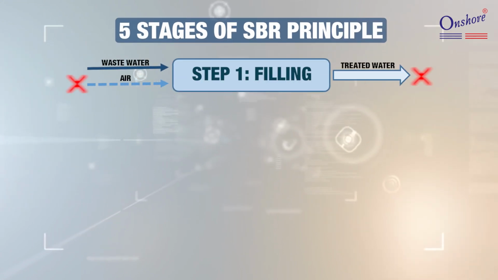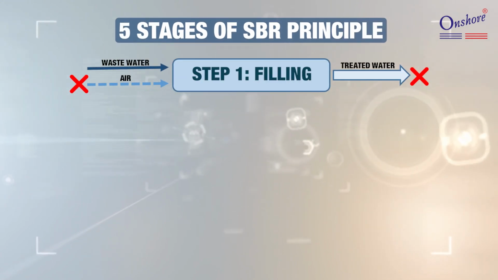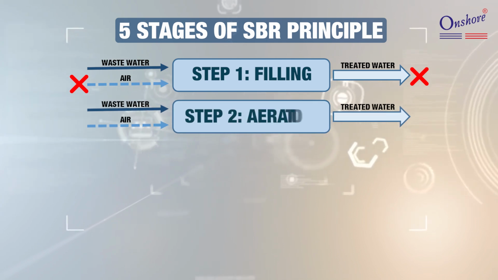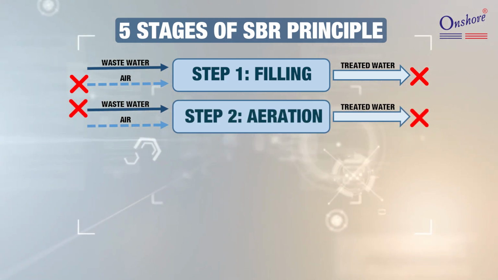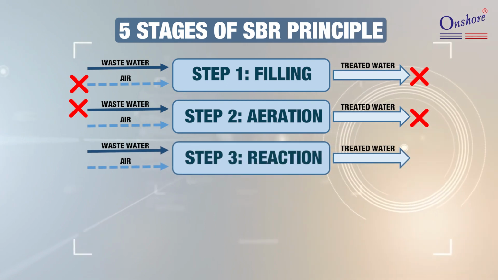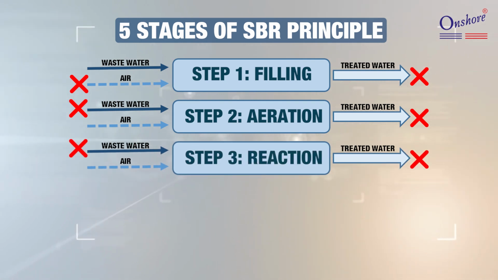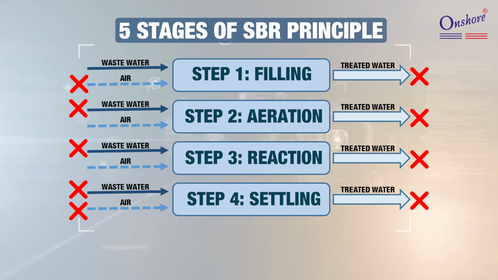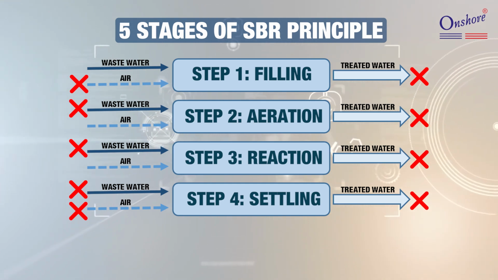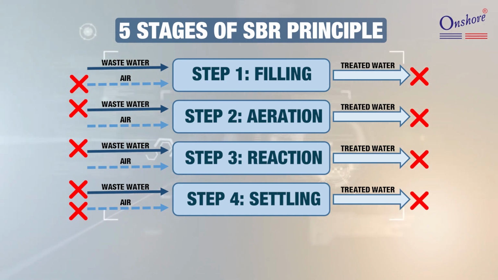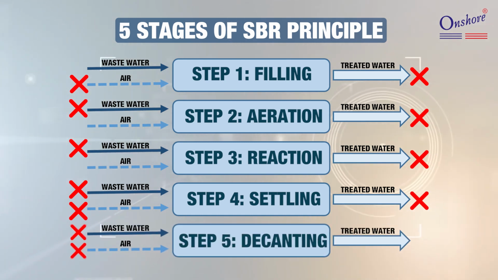First is the filling of tank with sewage when there will be no aeration. Second step is aeration, after filling is entirely complete. Third stage is the reaction of biological matter to degrade the organic compound. Aeration continues. In the fourth stage, that is settling, aeration is stopped and the entire content is allowed to settle down. The sludge settles at the bottom of the tank. The last stage is decantation of water from the SBR tank to the next stage. That is the chlorine tank.